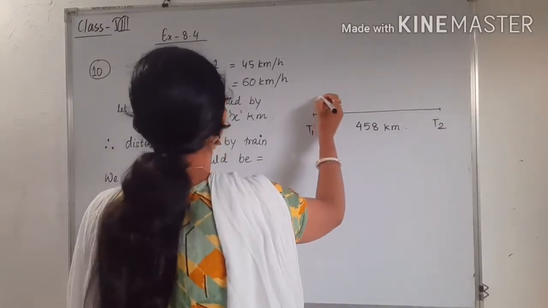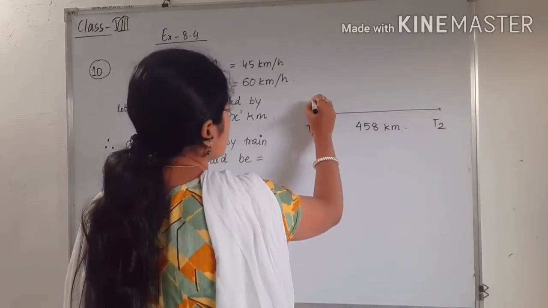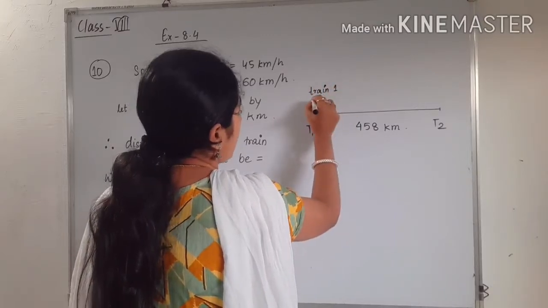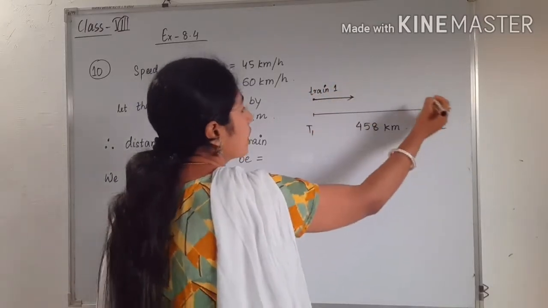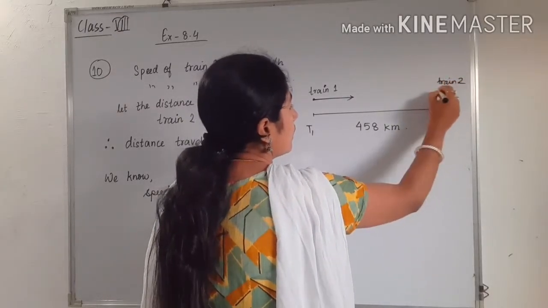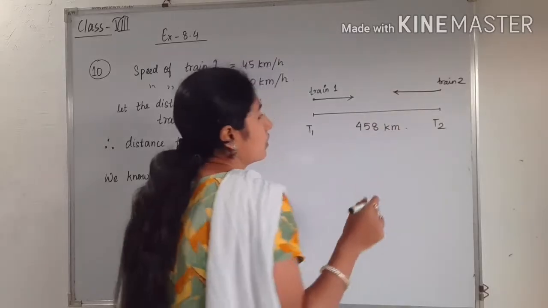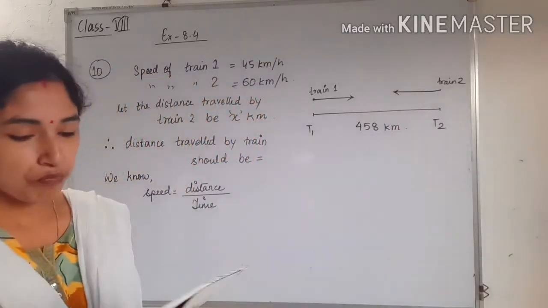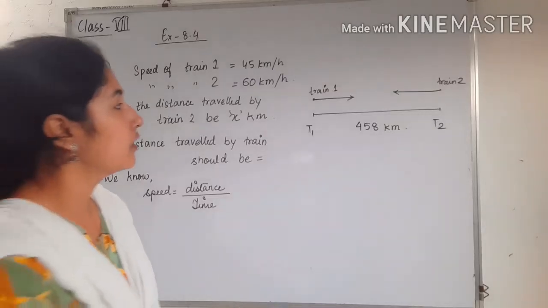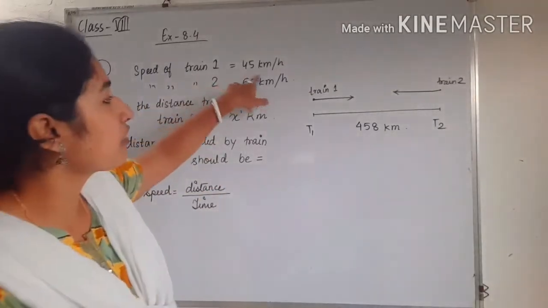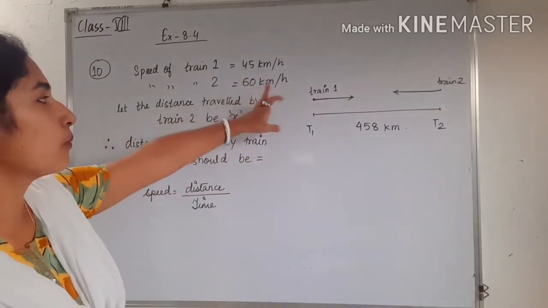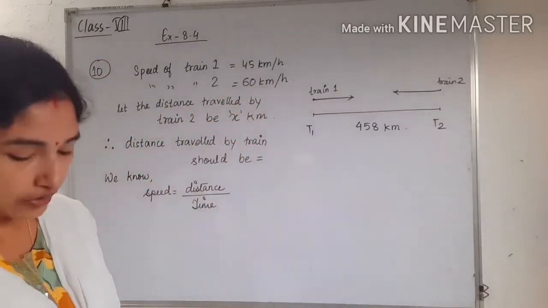Okay, towards each other. So they are traveling. So suppose this is train 1. I am taking this as train 1. From here train 1 starts. Okay. And this is going in this direction. Again train 2, suppose train 2 is here and train 2 is going again in this direction. Okay, they are going towards each other. Okay, so see the speed of train 1 is given 45 km per hour and speed of train 2 is also given 60 km per hour.